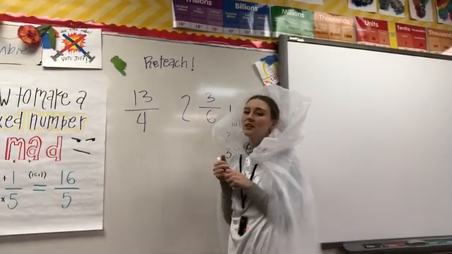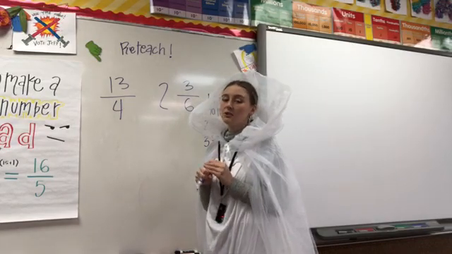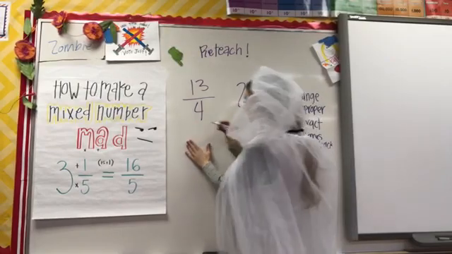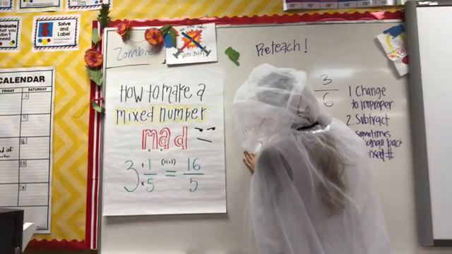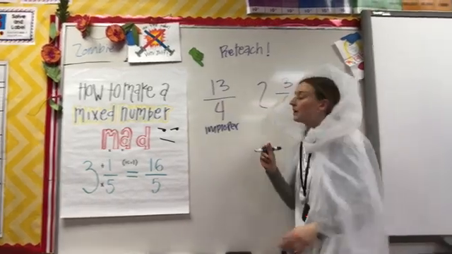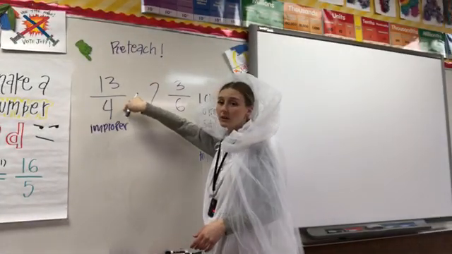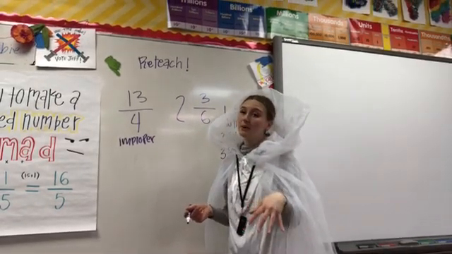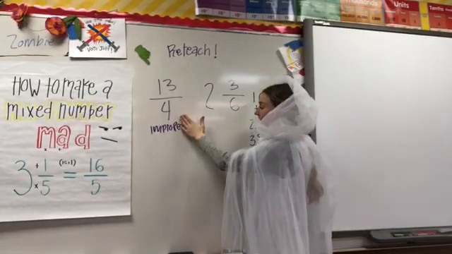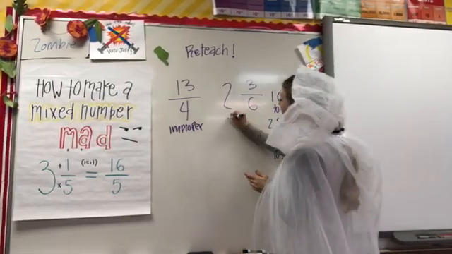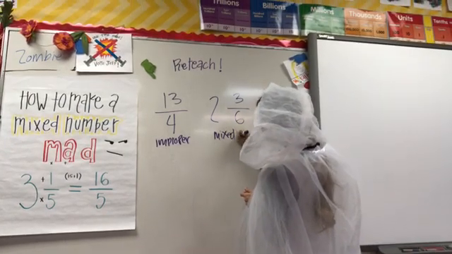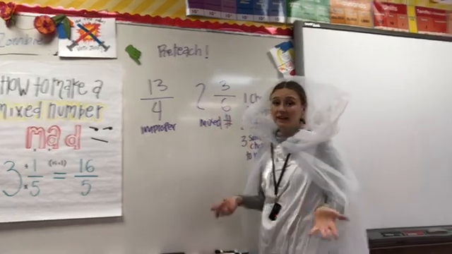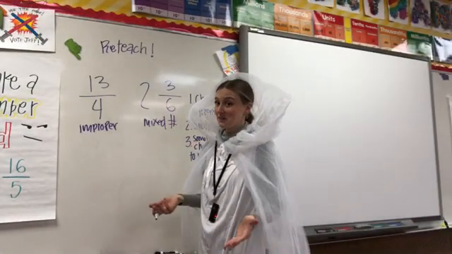Okay, so the first thing you must know in order to do this is the difference between an improper fraction and a mixed number. So 13/4, this is an improper fraction. And the reason it's improper is because the number on top is bigger than the number on bottom. A proper fraction would have a smaller number on top and a bigger number on bottom. But an improper is the opposite. This 2 3/6 is a mixed number because it's mixed. Half of it is a number and half of it is a fraction. So that makes it a mixed number.